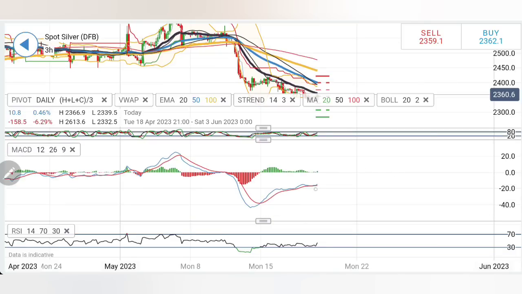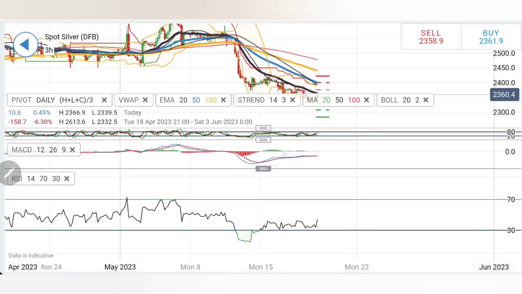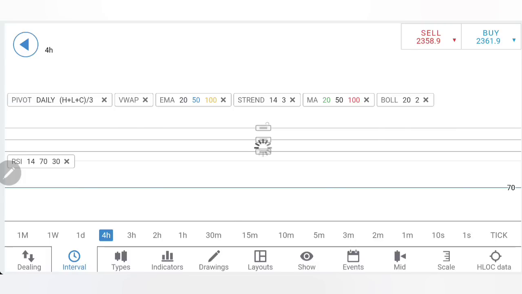Stochastic is seen rising. MACD is trying to diverge a little. It has still not crossed over. That is the most important part. Silver is still staying green on MACD. RSI trying to look up, trying to trade bullish.